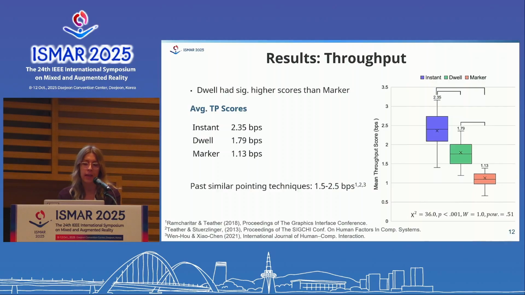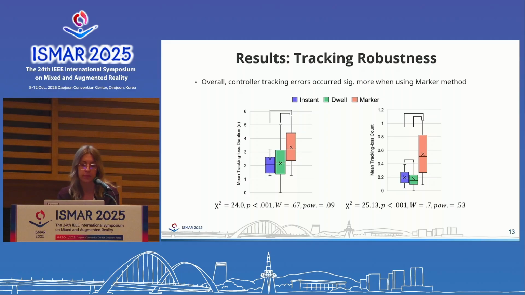Dwell had significantly higher throughput scores than marker. On average, dwell had a score of 1.8 bits per second, while marker had a score of 1.1 bits per second. But past studies evaluating similar ray-based techniques reported throughput scores ranging from 1.5 to 2.5 bits per second. And the cardboard controller does fall into this range when used with dwell time for actuation.